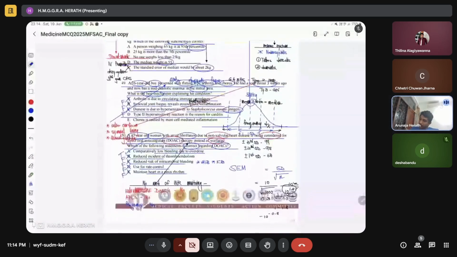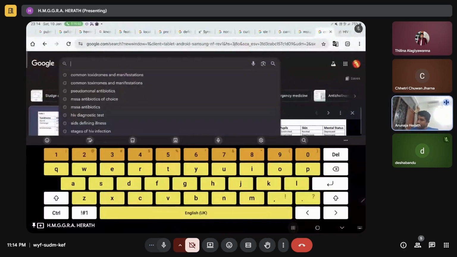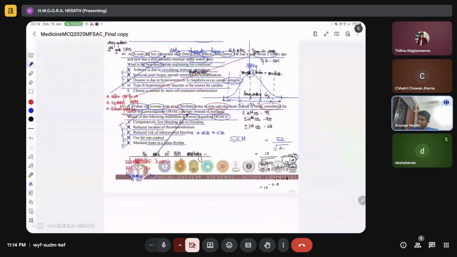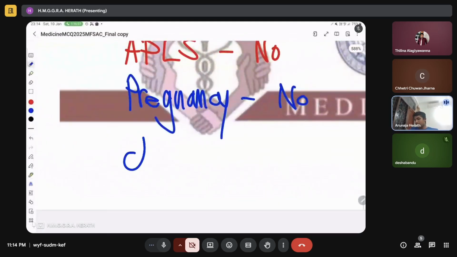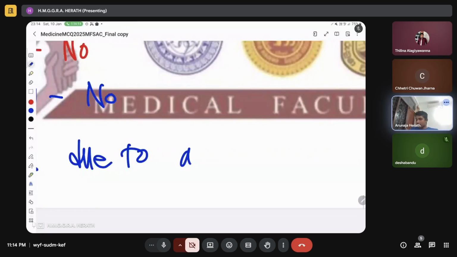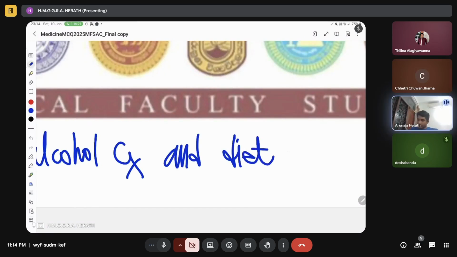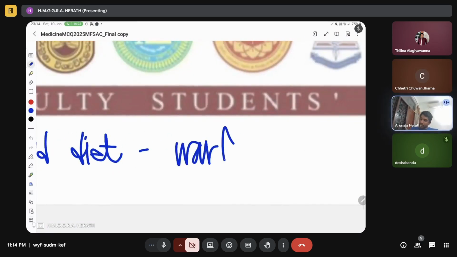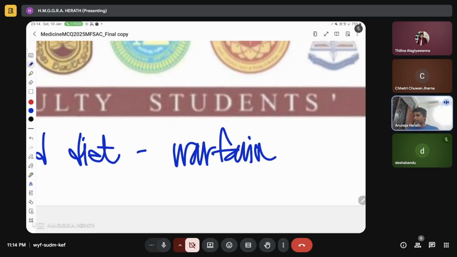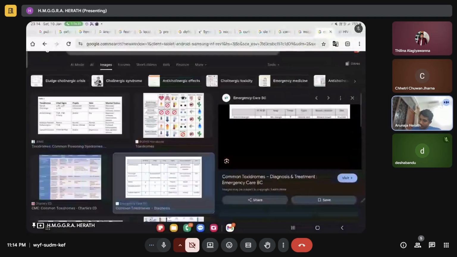So this is also very commonly asked. Last 2017 MCQ also was there. Out of warfarin and DOAC, what is the drug that changes its concentration depending on dietary changes? Warfarin. What changes due to alcohol consumption? Both are warfarin. Usually, DOACs do not change with or interact with the food you eat. Okay, so remember that.